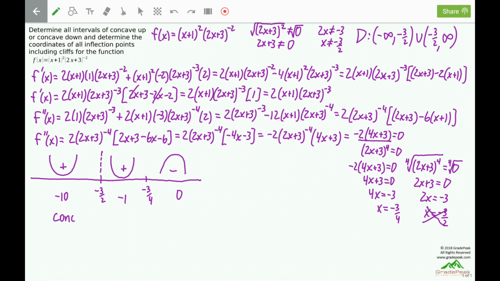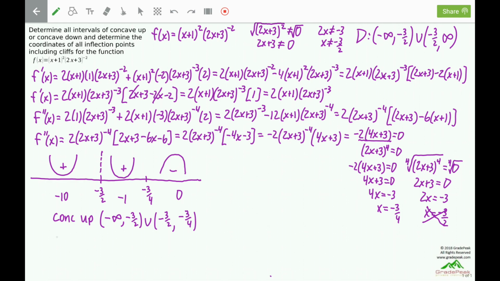So we have concave up happening from -infinity to -3/2, and then union, because it's happening again from -3/2 up to -3/4. We cannot combine those intervals together because the -3/2 is not included in either of them. That's why it has a round bracket on them. It's actually a vertical asymptote. So those are two separate intervals.